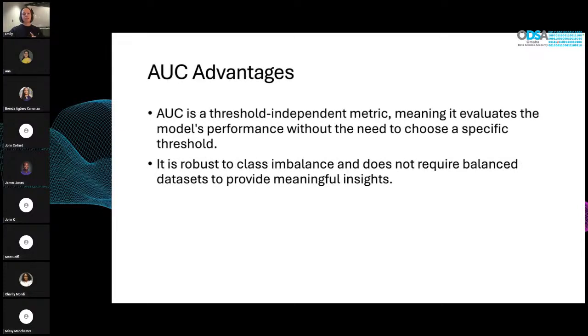So the advantage of area under the curve is it is a threshold independent metric. It evaluates the model's performance with no need of choosing a specific threshold. So when you calculate the precision of something, I should be able to tell you, hey, can you calculate the precision given this threshold? You should always know that precision, accuracy, recall, those things require a threshold to be calculated. The AUC is threshold independent. It's an average across all of those thresholds.